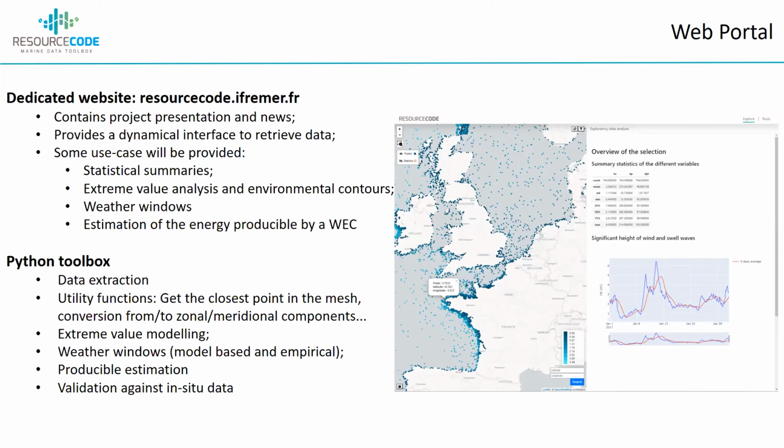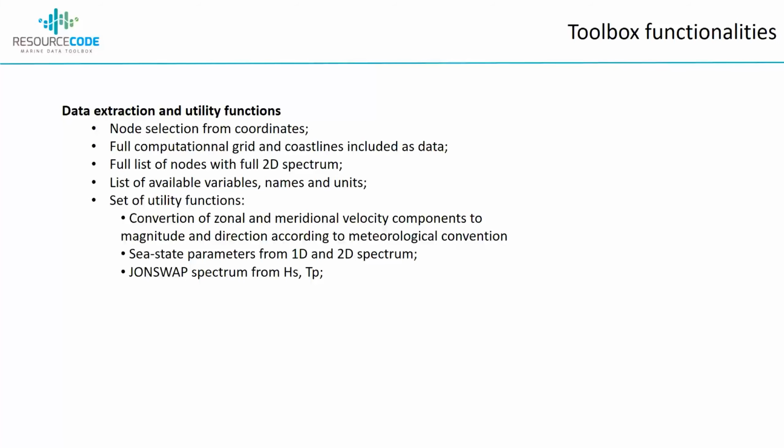And the Python toolbox will provide a more advanced tool to access the data with some utility functions and the tools that I said before. So if you go to the next slide, Matt, I will start to explain the functionalities of the toolbox. For example, you can select nodes from the coordinates. You can obtain the closest node from the location you're interested in. You have access to the full computational grid and also the coastlines that are included in the toolbox. It's very easy to make maps and things like that.